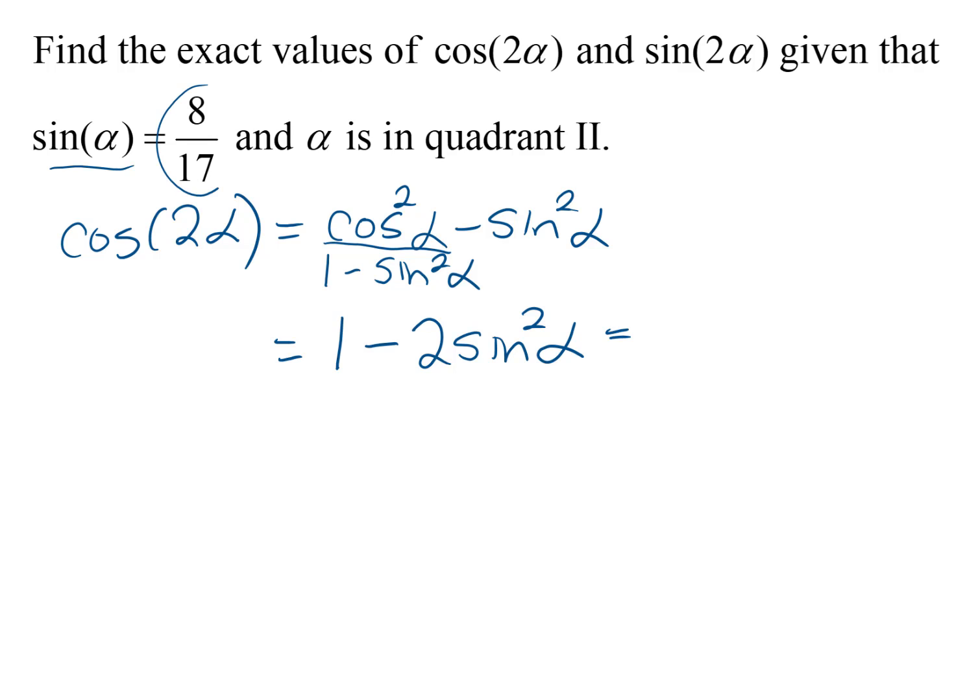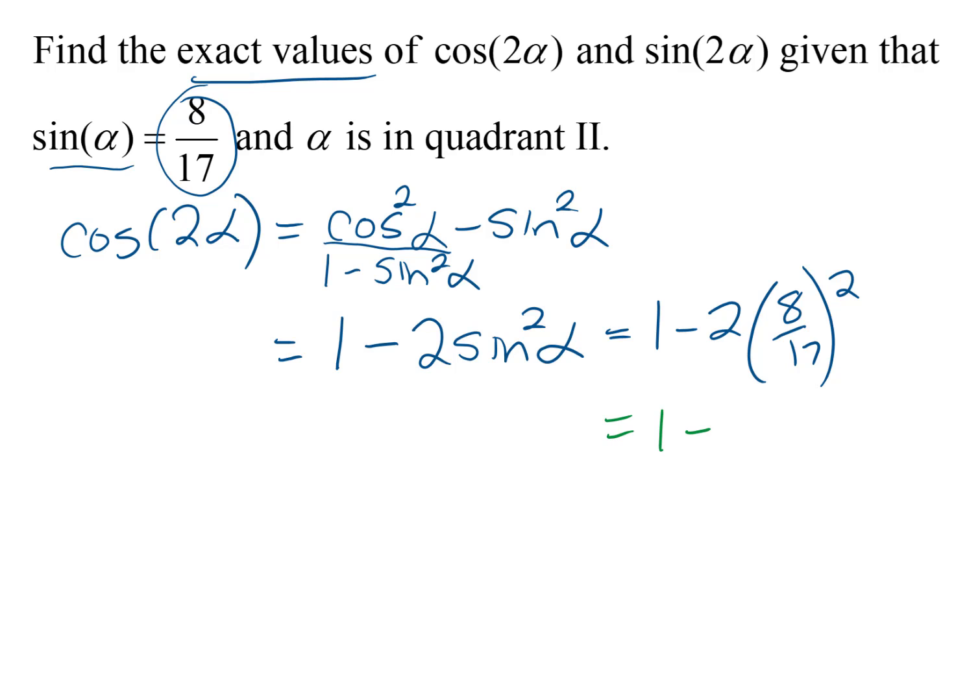I can just put in 8/17 for the sine alpha. So I have 1 minus 2, put in 8/17 and square that, and we want it in exact form. So let's go ahead and simplify that.